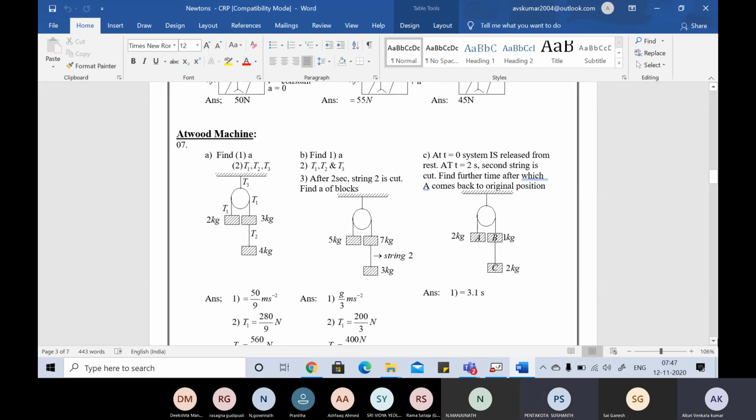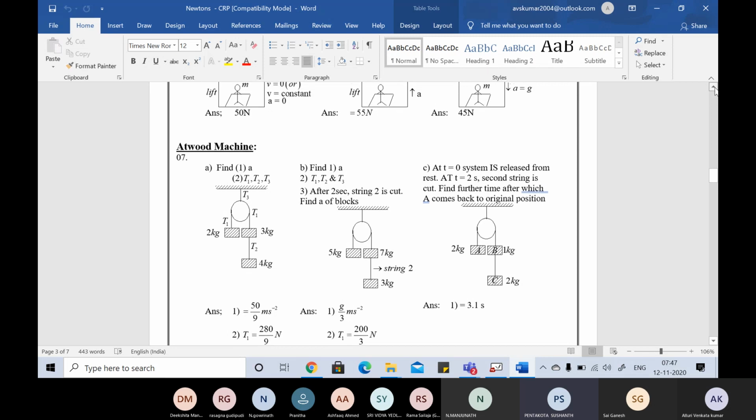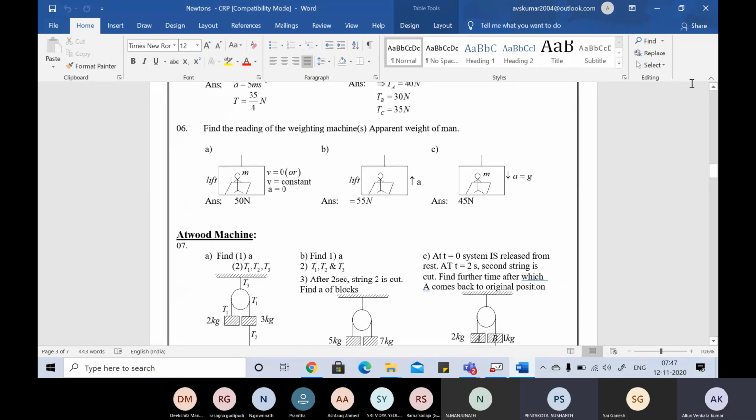Sir, in the sixth one, the mass of the man is not given, sir. The mass of the man is 50 kg. Yes, sir, it's not given. Okay, sir.